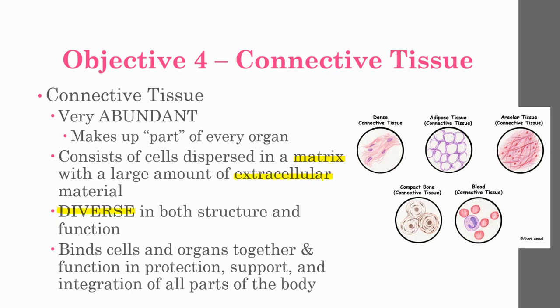And so what that means is you're going to have cells, but there's going to be a lot of material outside of the cells, and that's going to determine the connective tissue and what it does. Now, connective tissue is very abundant. You're going to find it in every organ in some way, and it's got a lot of different functions because of its variety of structures.